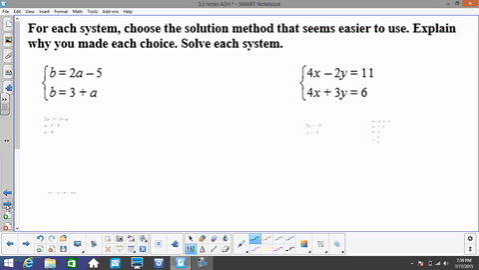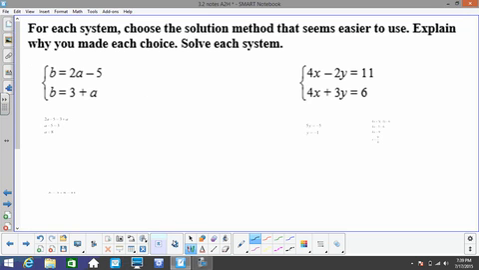On this one, I'm going to let you choose which way to do it. This is going to be an honors class, so I'm going to let you choose whether you like substitution or elimination. Sometimes one is going to be better to use than the others, and it's going to kind of be up to you to figure out which one is going to be the best.